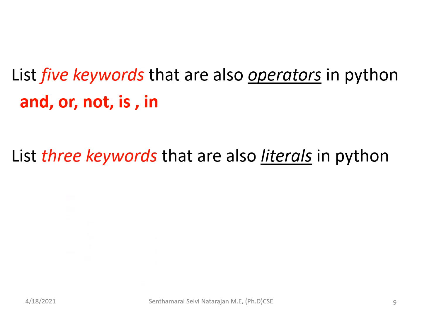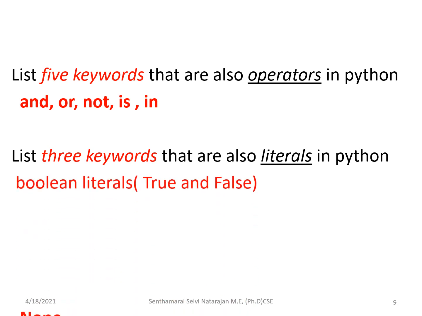Next is: list any 3 keywords that are also literals in Python. Boolean literals True and False, and then None. These 3 are keywords which can also be used as literals in Python, because they are Boolean literals. You can assign the value True and then False to any variables. Likewise, I have already told that None type, whenever there is a function without a return value, returns the value None. So these are 2 extra questions I have included, since they come under the tokenization concept. Thank you.